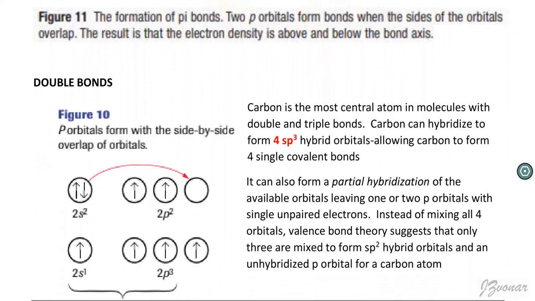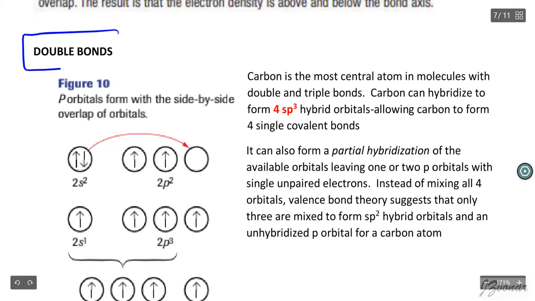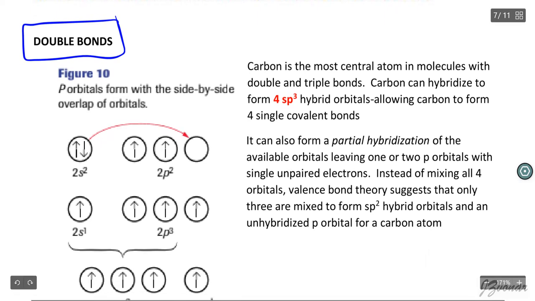So the first one that we're going to look at now is how double bonds are formed. The example we're going to use is carbon, because carbon is one of those unique atoms that can form single bonds, double bonds, and triple bonds. So let's see how carbon is able to form a double bond.